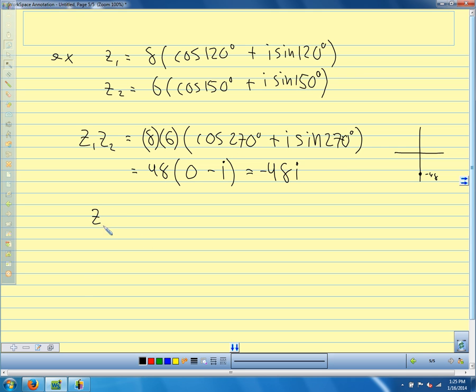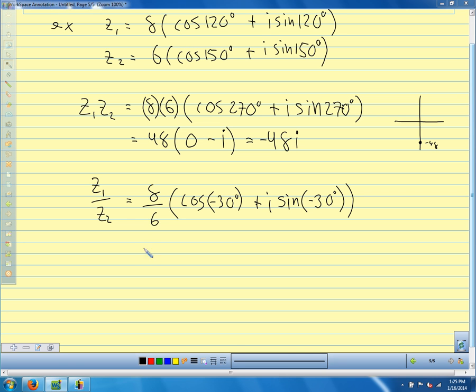Z1 divided by Z2. Divide the moduli. Subtract the angles. 120 minus 150 is negative 30 degrees, and then plus i times the sine of negative 30 degrees, and we can write that. So this would be, we could reduce this. This would be our trig form.